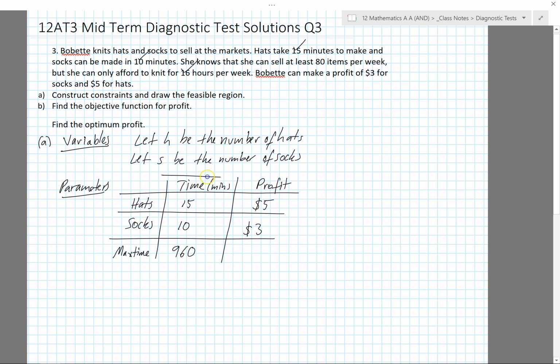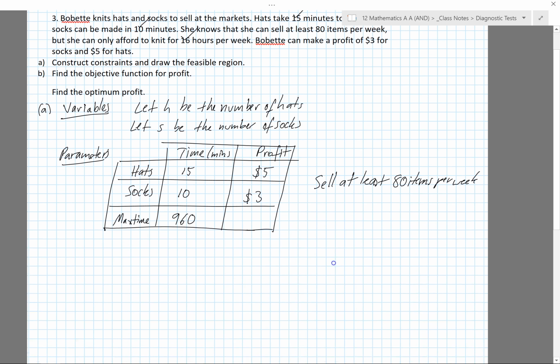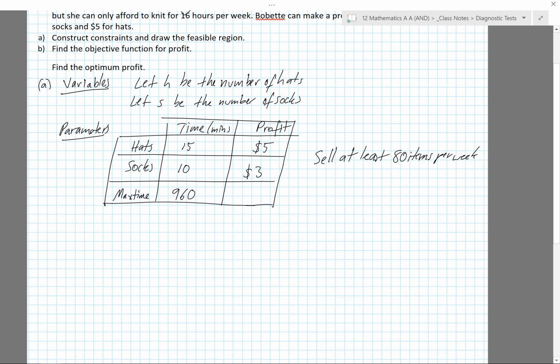All in my table. And what else do I know? Sell at least 80 items per week. Okay, so there are all the parameters. So now I need to actually construct the constraints.